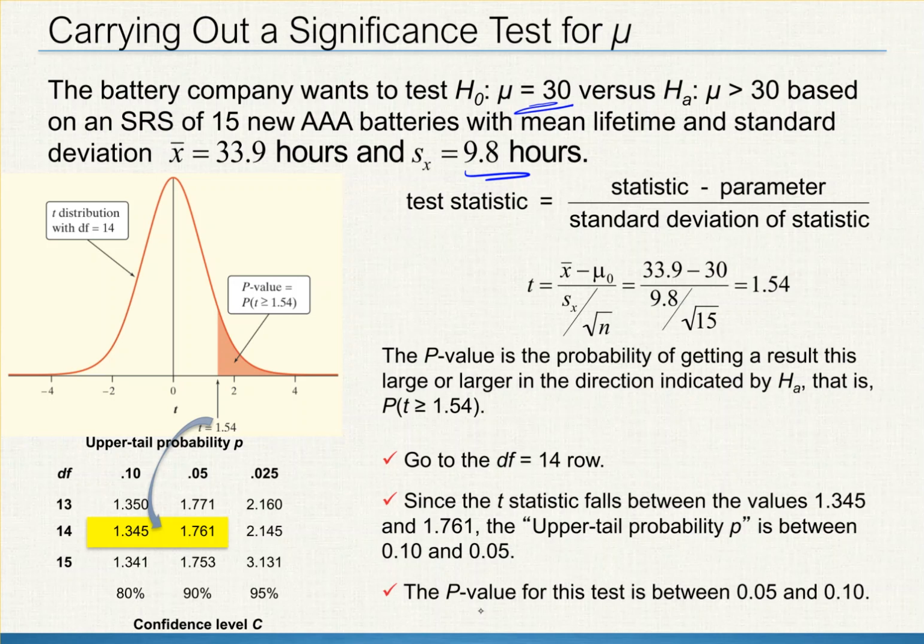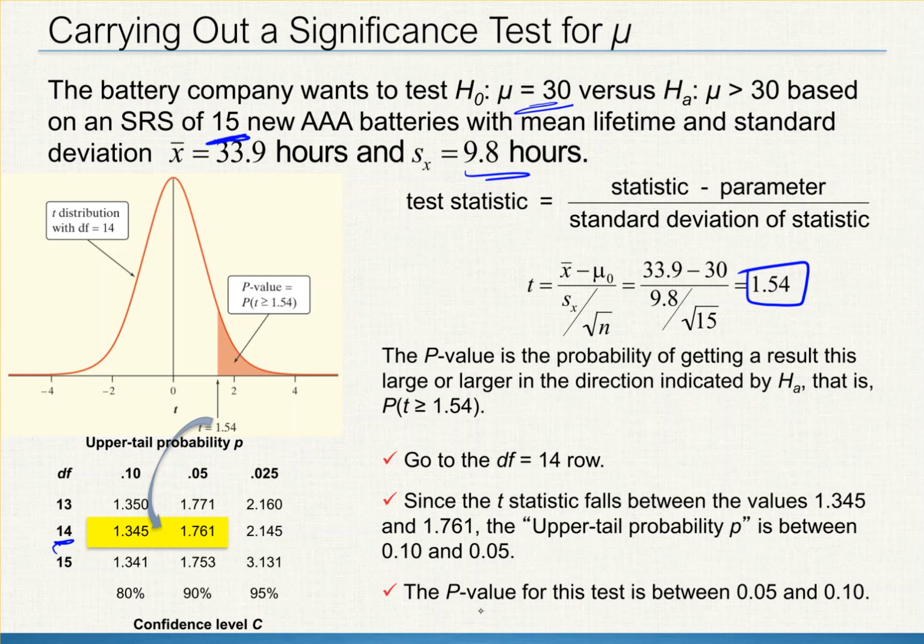So we plug that all in, we get t equals 1.54. Now, what we're going to do is look at that table. I believe it's table B, but it's in your AP formula sheet, or we'll also see how to do it on our calculator. Since we have 15, we're going to have 14 degrees of freedom, so df equals 14. That's why we go to this row, because it's n minus 1.